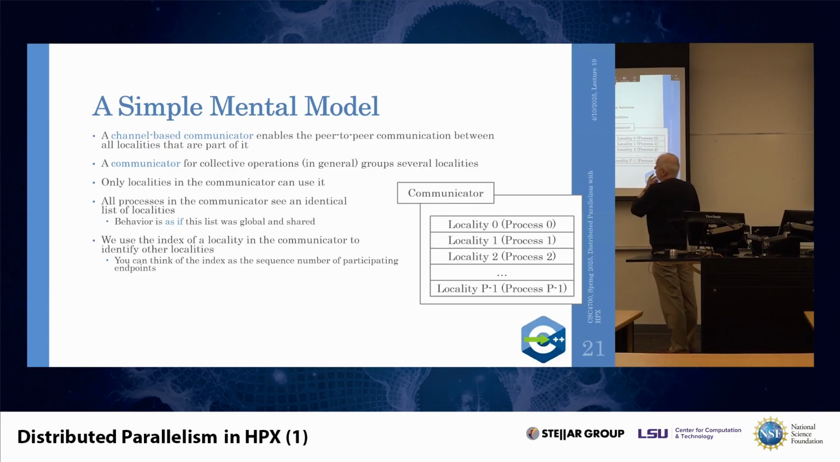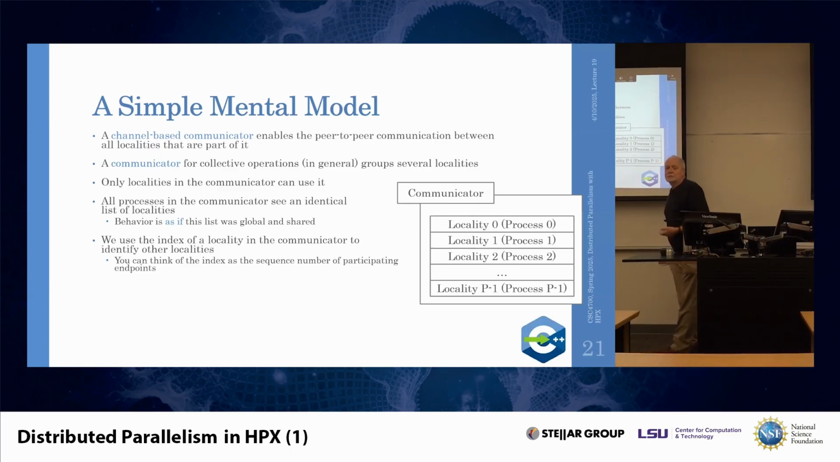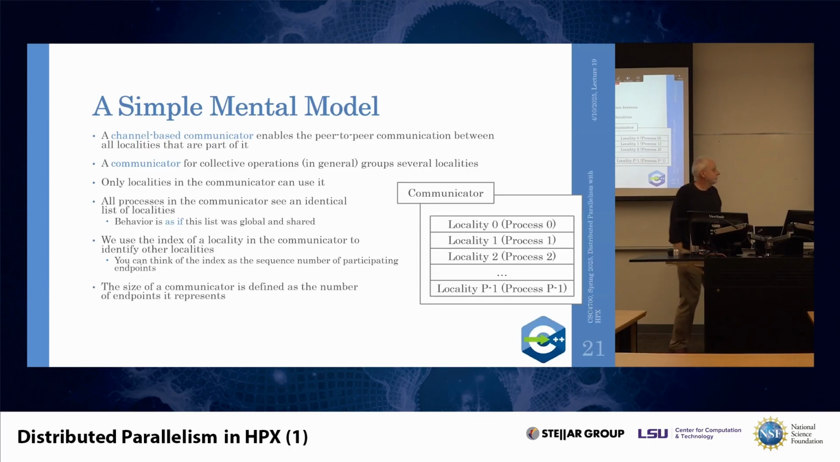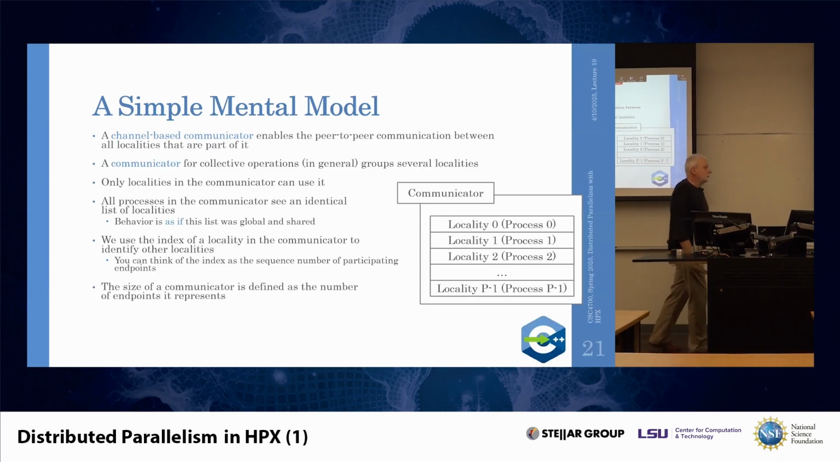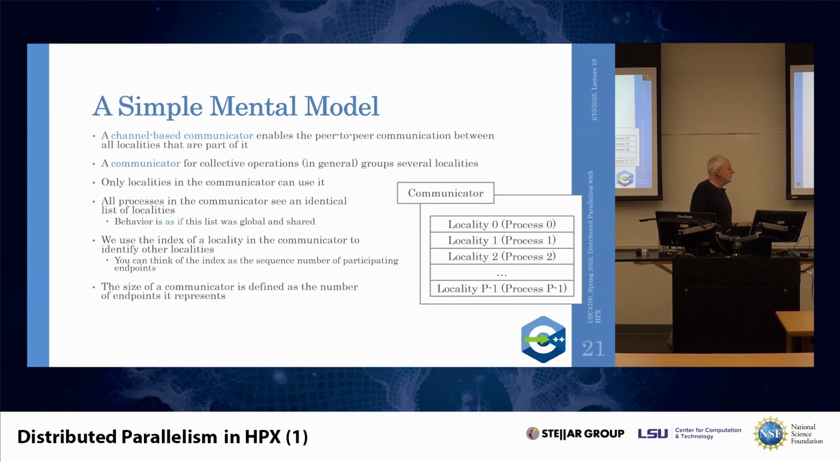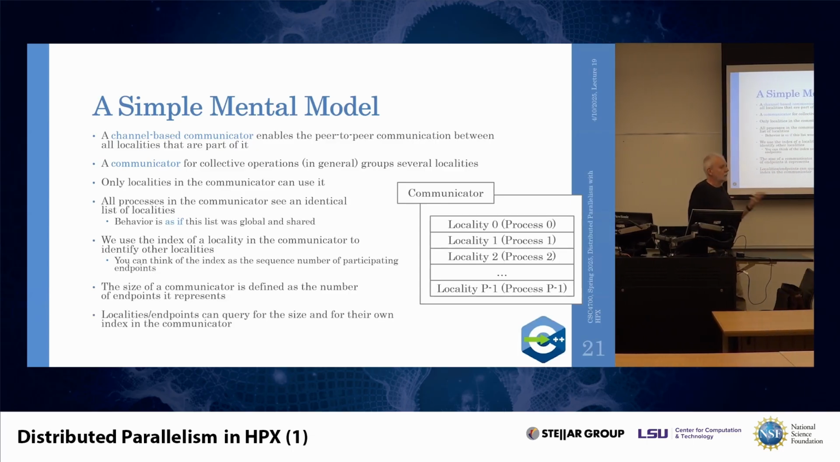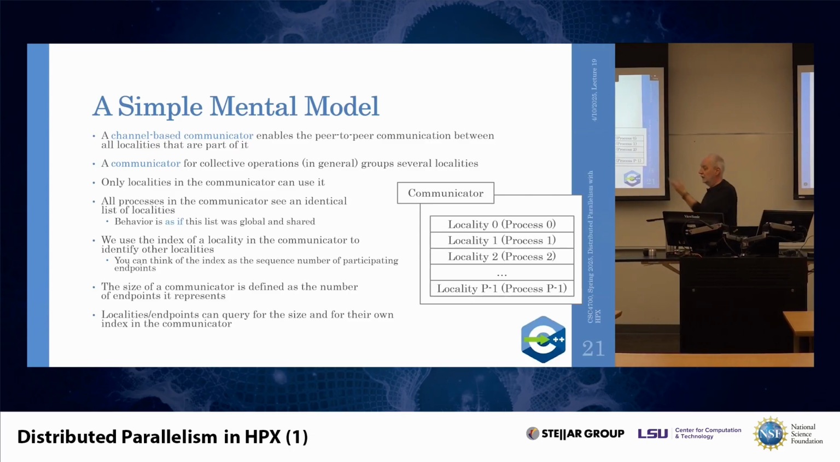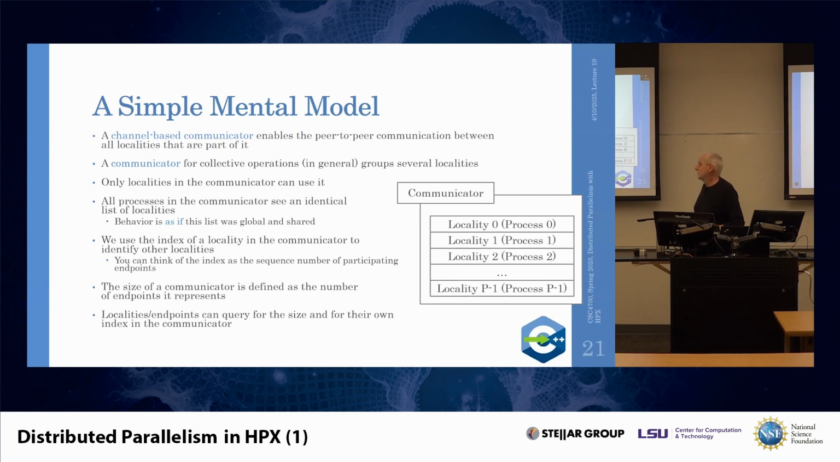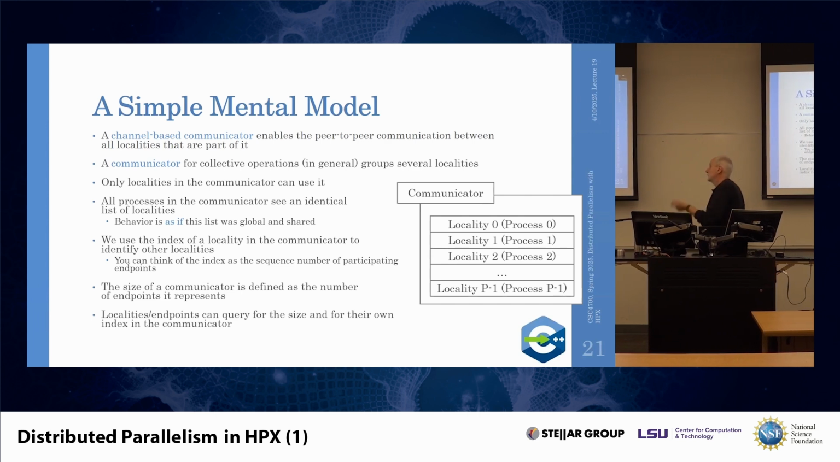So you can think of the index as a sequence number of a participating endpoint. The size of a communicator is defined as a number of endpoints, and the endpoints can query for the size and for their own index in the communicator. So when I use getWorldCommunicator, I can ask it, hey, what's my index number inside this particular communicator? Or how many endpoints do I have in there?